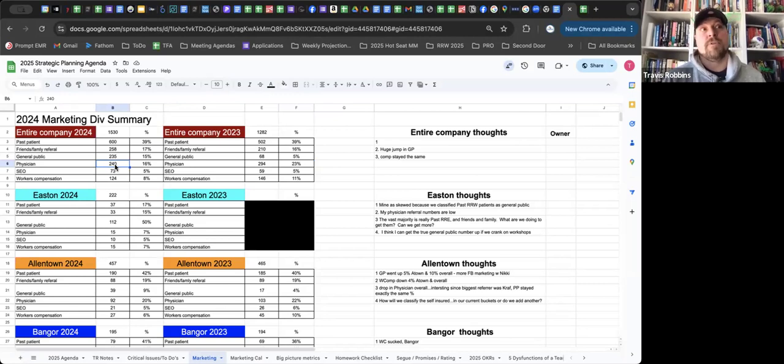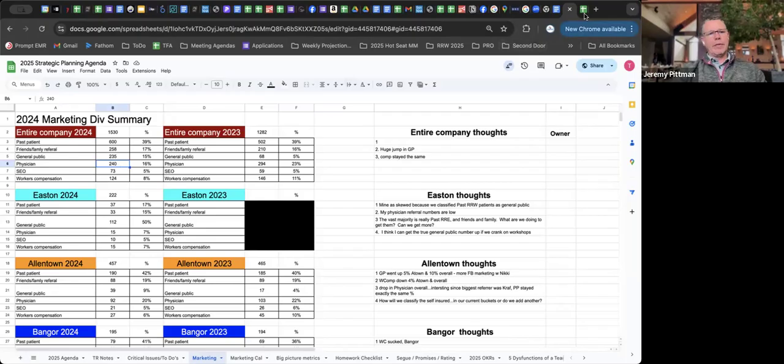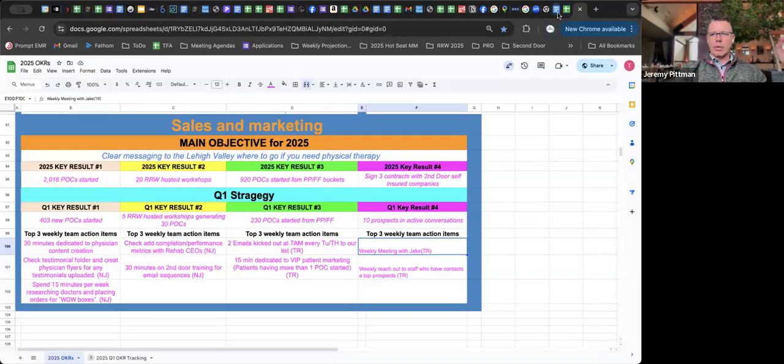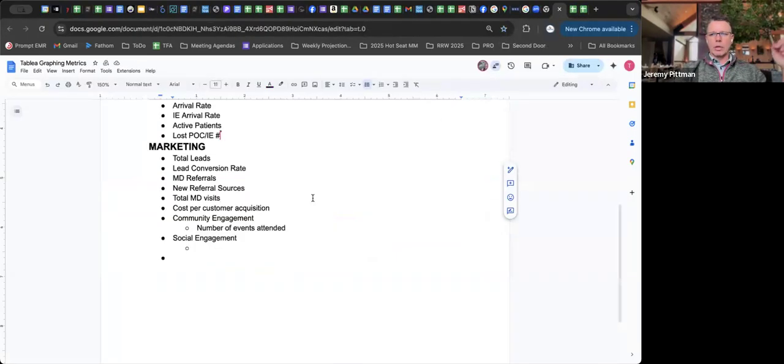One of our main referral sources moved out of the area. Our number one referral source for physician moved out of the area, so that was representative of a decent amount of that chunk. But we had 56% of our new patients were MD referrals last year.